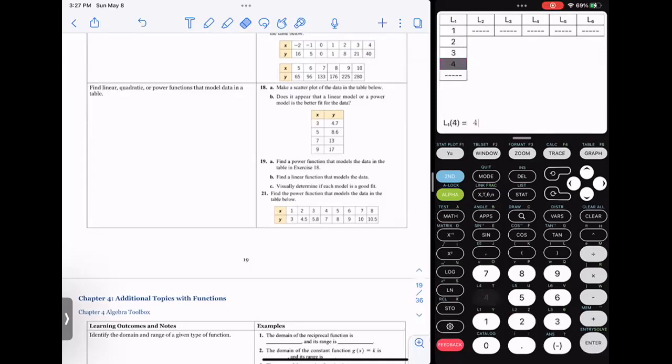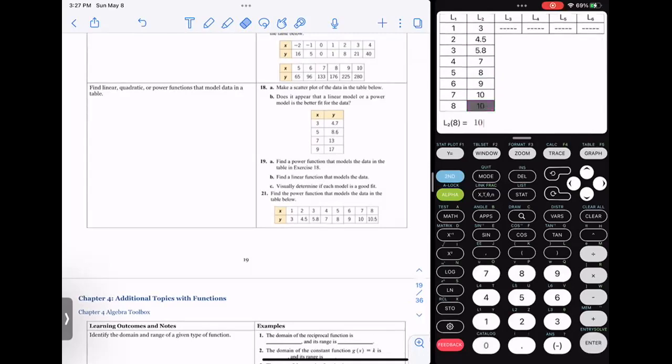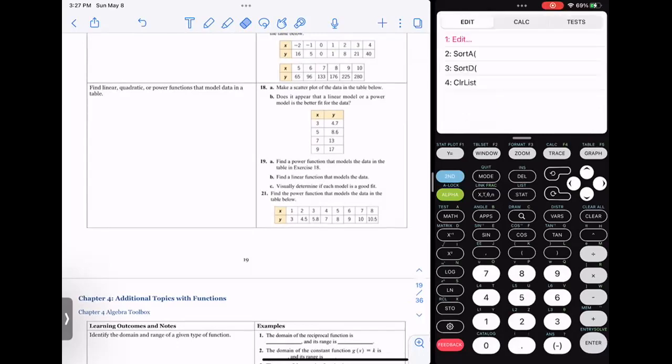2, 3, 4, 5, 6, 7 and 8. 3, 4.5, 5.8, 7, 8, 9, 10, 10.5. Now, if it's asking for a power function, we're going to go to stat.